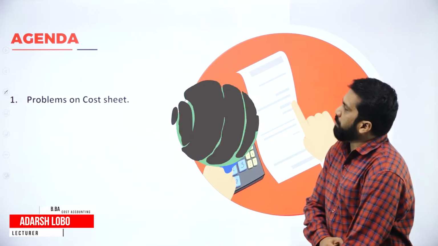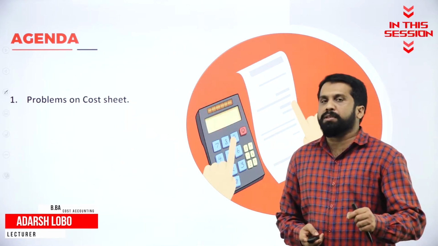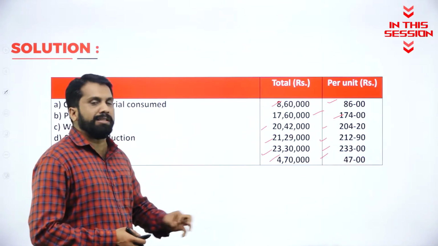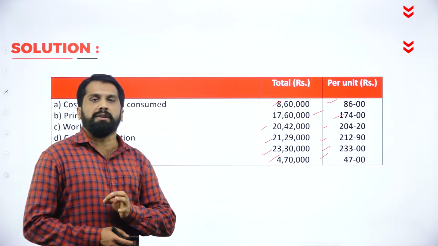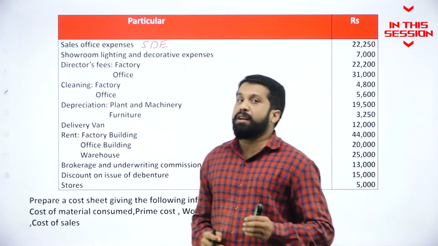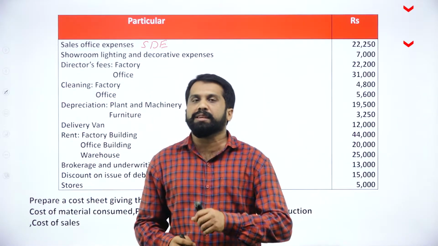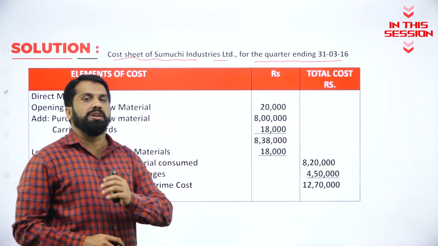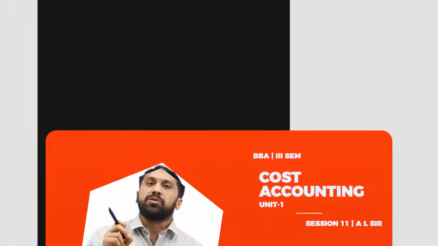So your agenda will be very simple. The problems on cost sheet. Every problem, if you do a summary like this, you will get full marks. All raw materials come under where? Prime cost. Where you keep your finished goods, that is called showroom. So whatever we have mentioned as prime cost, we have taken.